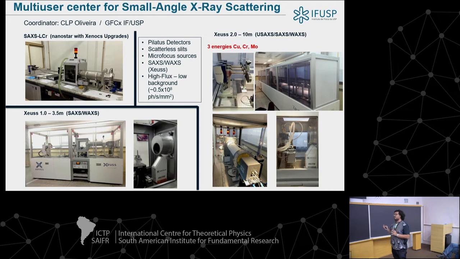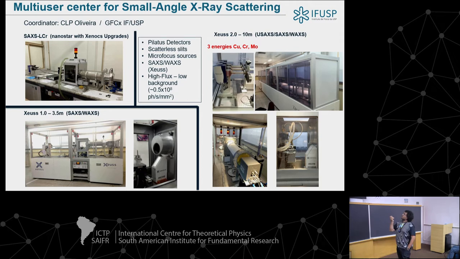The machines are built in some way that we have a good flux. This is a typical flux that we have in your system. It's three or four orders of magnitude below synchrotrons, but still, I can tell you that this flux is good enough to have good SAXS data, even for very low scattering power systems.